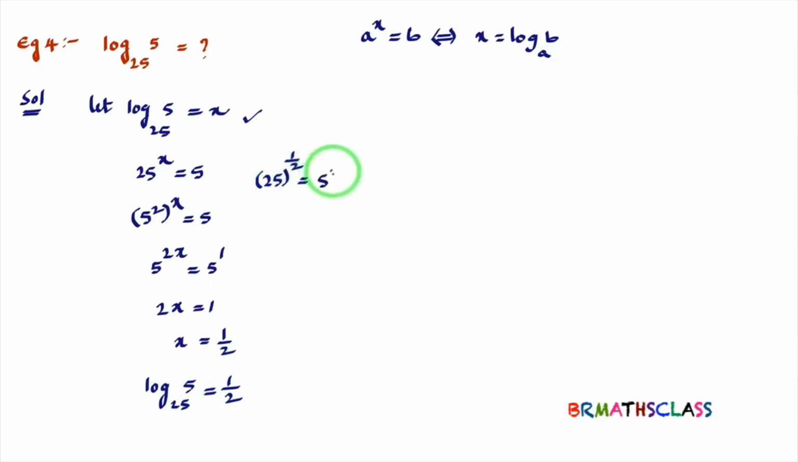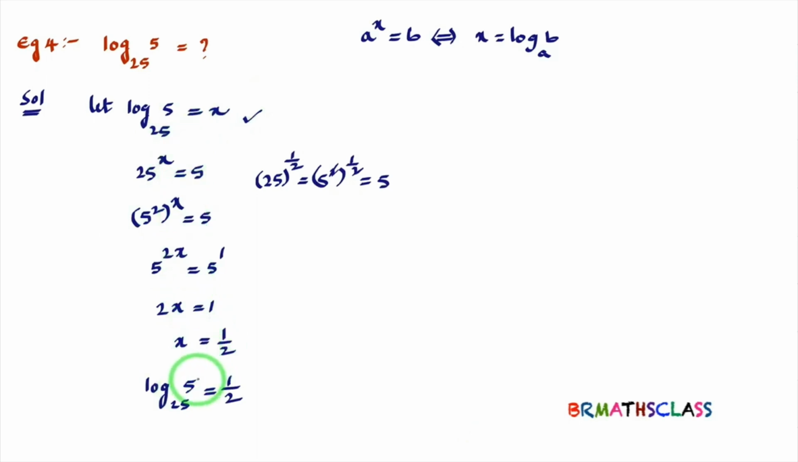25 can be written as 5 square. 5 square whole power 1 by 2. Here the 2s will get cancelled. What will you get? Its answer is 5. So if you identify in the beginning itself that 25 power 1 by 2 means root 25, and root 25 is 5, directly you can write its answer. No need of all this procedure. In case you are unable to find it directly, then follow this procedure.